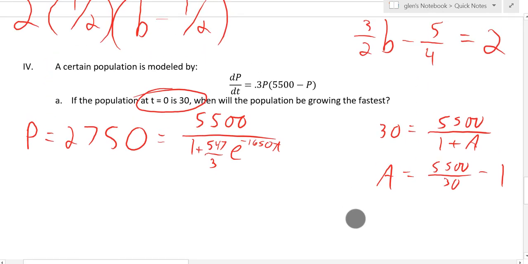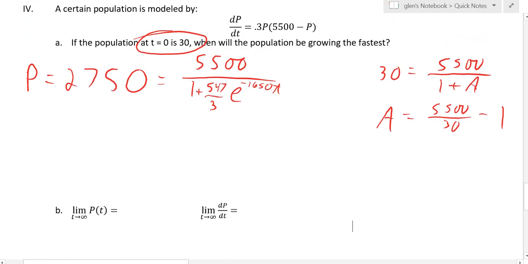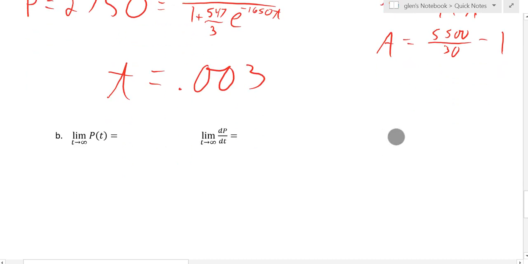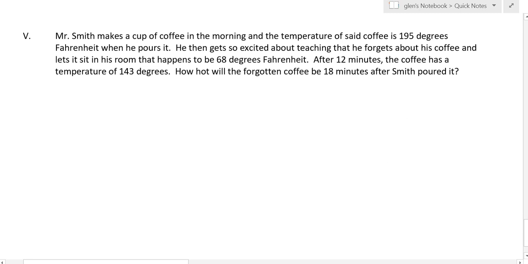Okay? What units are we on here? It doesn't say. So we don't know. But I mean, it could be minutes, years, whatever. With 0.03, let's say it's in centuries. I don't know. Okay? So yeah, I didn't give you units. If you had units, you got to put them on here. But it's 0.03. As p goes to infinity, I hope you all know, this goes to 5,500. The derivative goes to 0. Okay? And that's it. And the last thing we got to talk about is this cup of coffee thing.